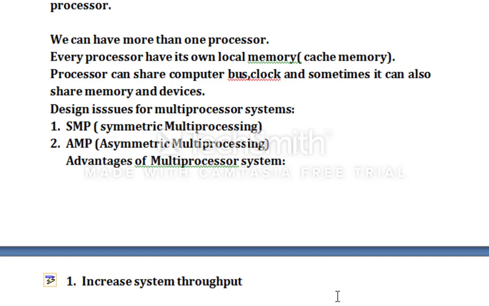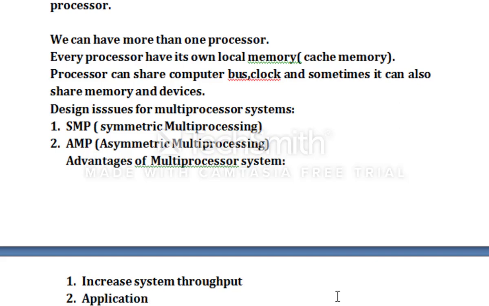I hope you get it. By executing a number of different user processes on different processors in parallel, we get better throughput from the multiprocessor system. We do not have a single processor over here, we have multiple processors. Every processor has its own queue and executes its own jobs. Several processors work in parallel, so automatically the throughput will increase.